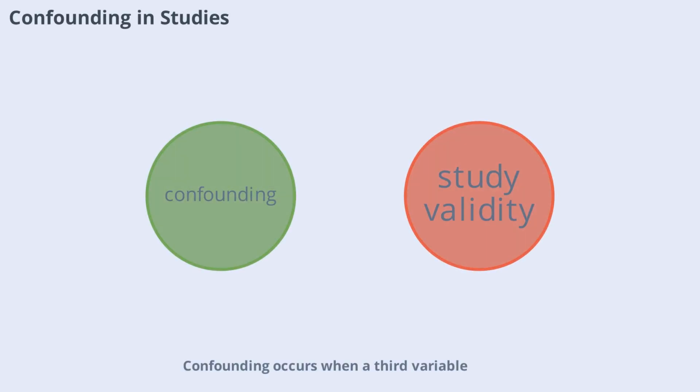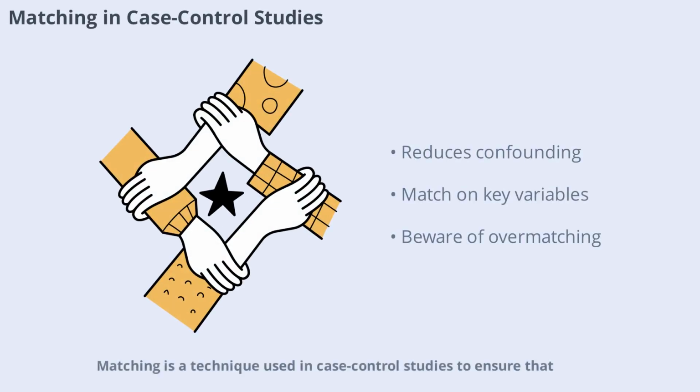Confounding occurs when a third variable influences both the exposure and the outcome, potentially distorting the true association. Both cohort and case control studies must address confounding through careful design and statistical analysis. Techniques such as matching, stratification, and multivariable adjustment are commonly used to control for confounders and improve the validity of study results.